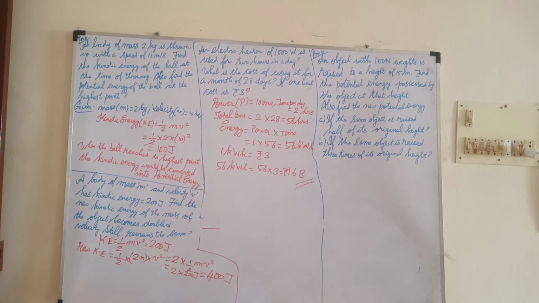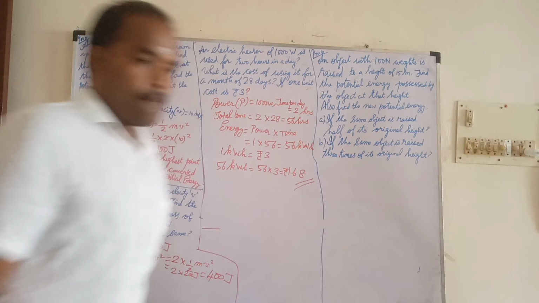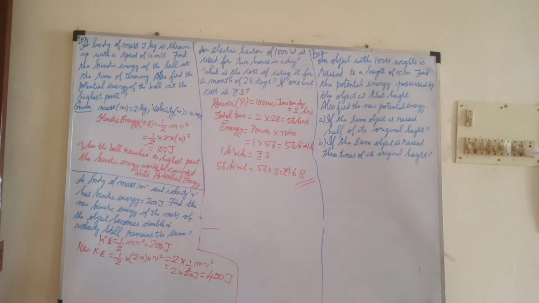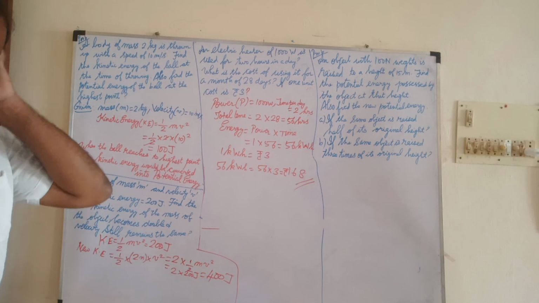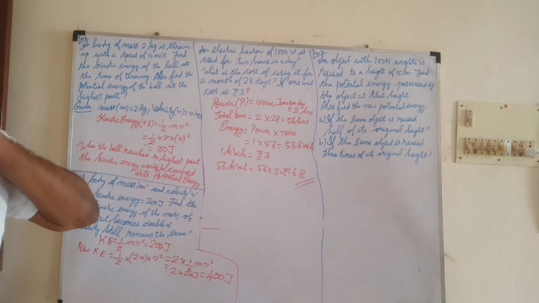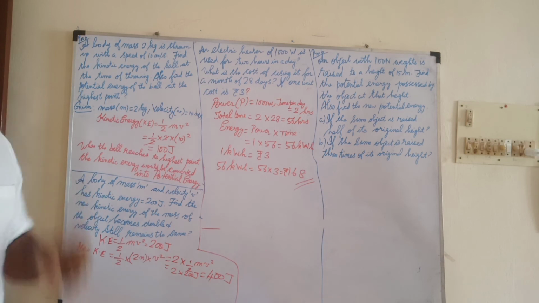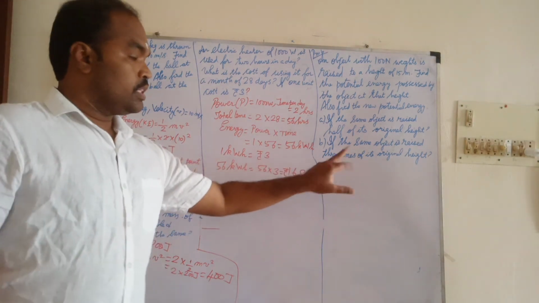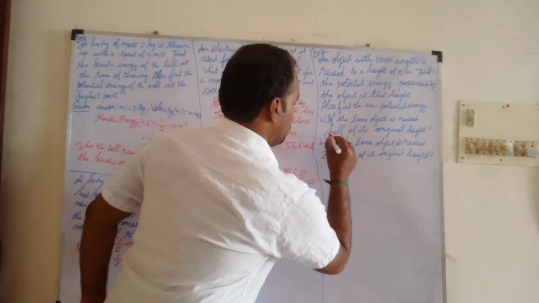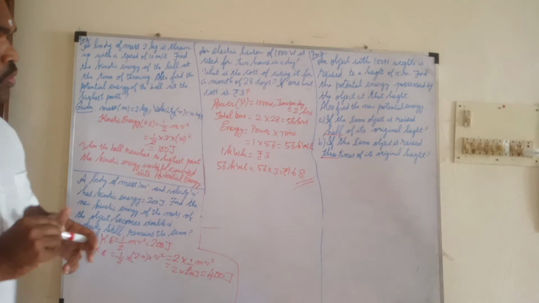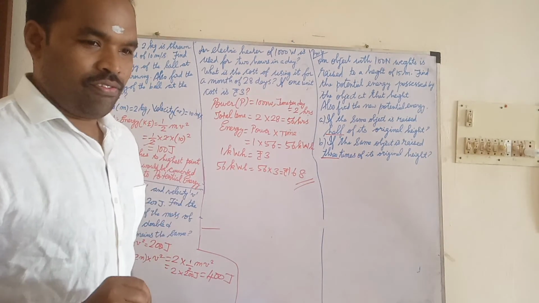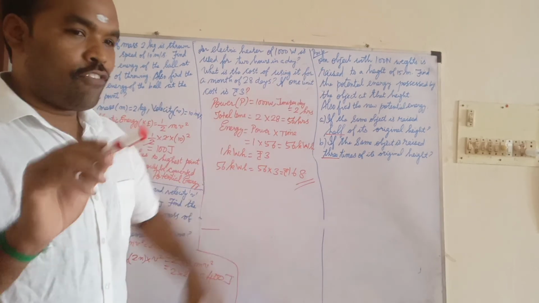Next question you read out. An object with 100 Newton weight is raised to a height of 15 meter. Find the potential energy possessed by the object at the height. Also find the new potential energy if the same object is raised 3 times of its original height.